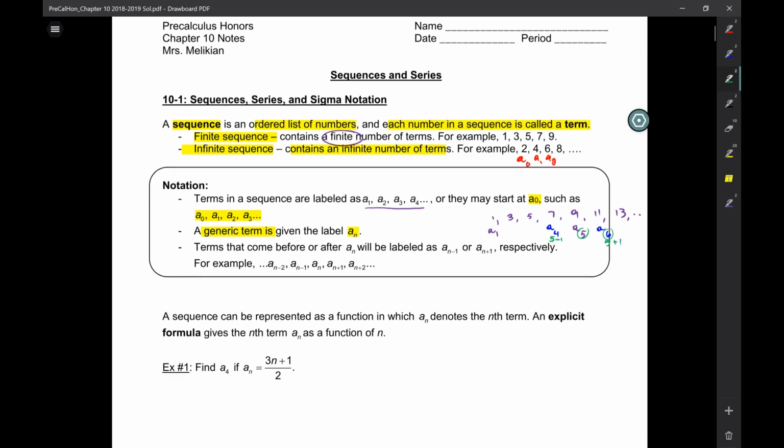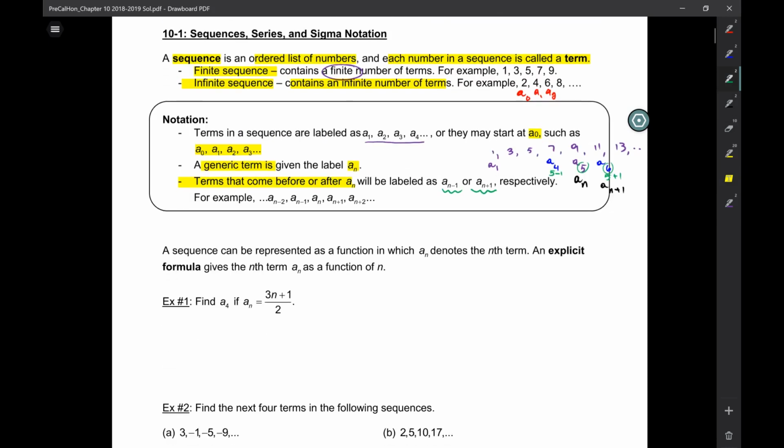Okay? Now, let's change things up a little bit. Suppose this was not A sub 5. Suppose that was A sub n. What would 11 be called? Yeah, A sub n plus 1. And what would 7 be called? A sub n minus 1, right? So that's what I'm talking about here. Terms that come before or after A sub n are called A sub n minus 1 or n plus 1, respectively.